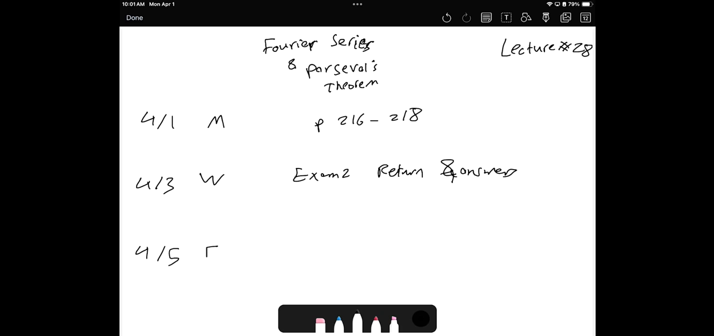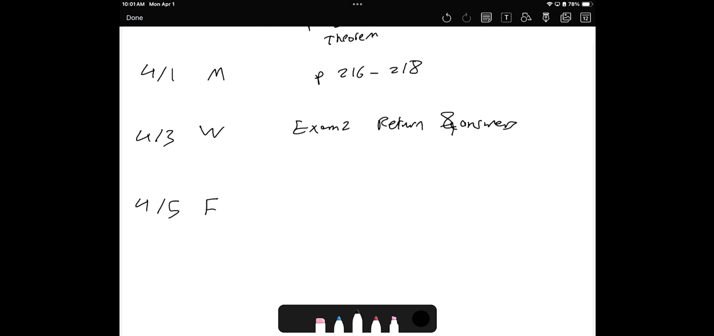Friday, we will start a new topic, which is the Fourier transform. Fourier series is most likely used for periodic signals, while Fourier transform can be used for non-periodic signals. The readings are from page 218 to 222.